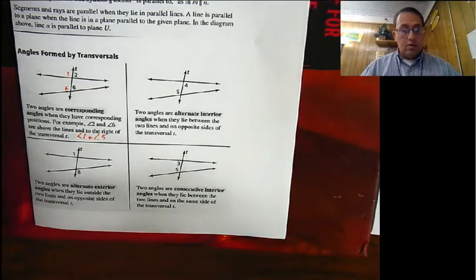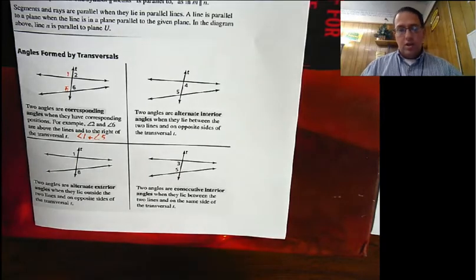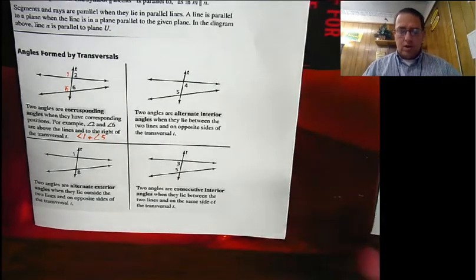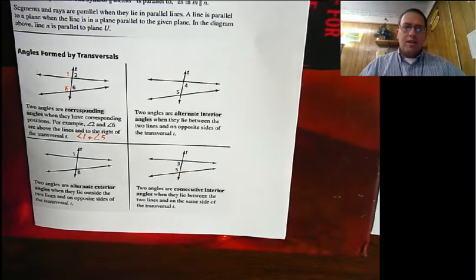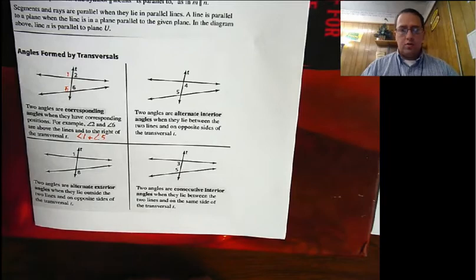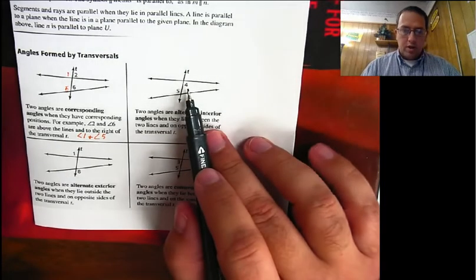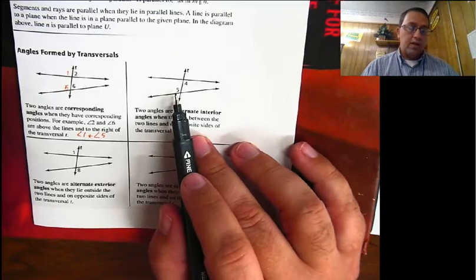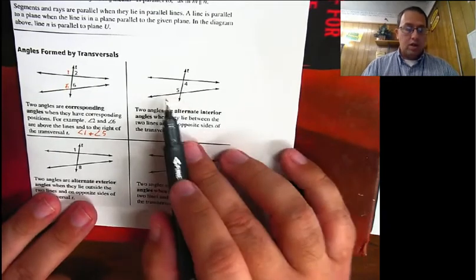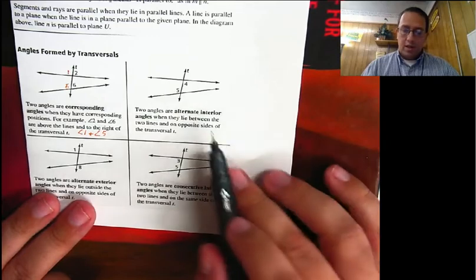Okay, another thing we could have is alternate interior angles. And we're going to talk a lot about alternate and consecutive and interior and exterior. Alternate means the two angles are on different sides of the transversal. So notice angle 4 is on one side of the transversal, angle 5 is on the alternate side of the transversal. So those are alternate angles, okay?